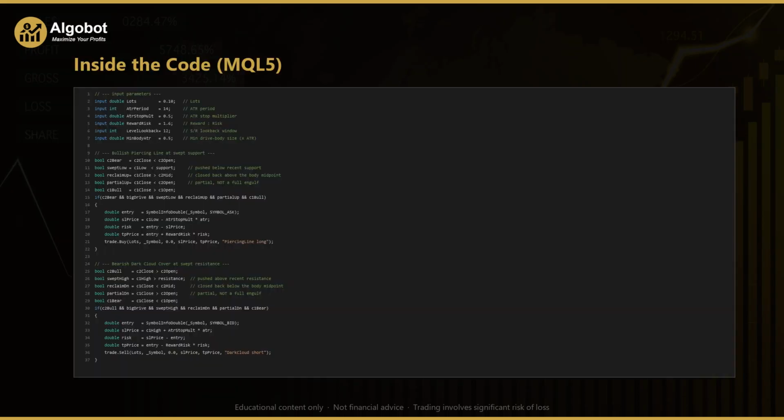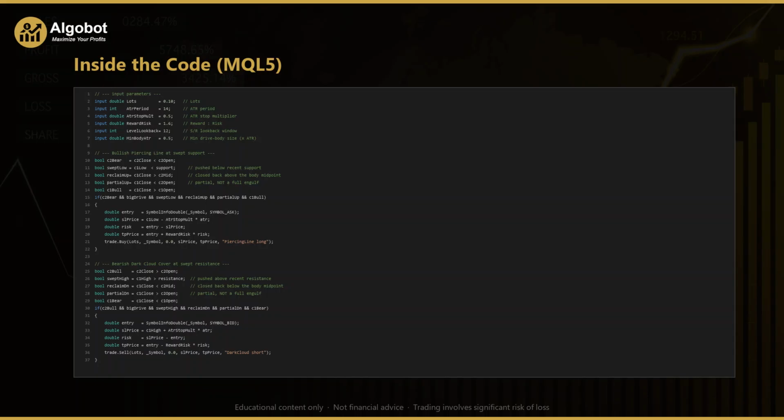Let's read the actual MetaQuotes language code that runs inside MetaTrader 5. At the top, we have the input parameters. Lot sets the trade size. ATR period controls the average true range calculation. ATR stop multiple is the multiplier that pads the stop. RewardRisk sets the reward-to-risk ratio for the target.